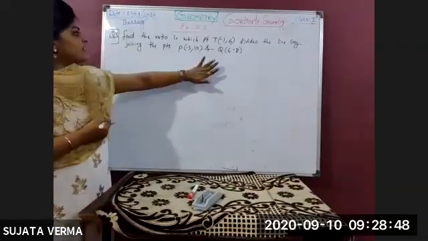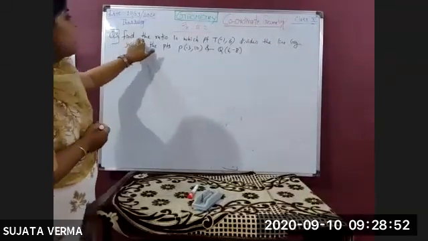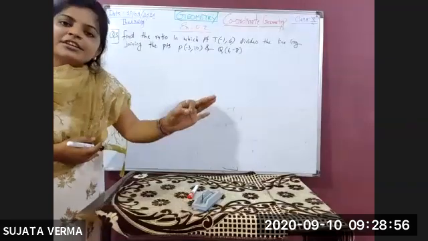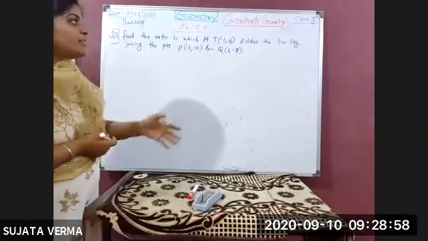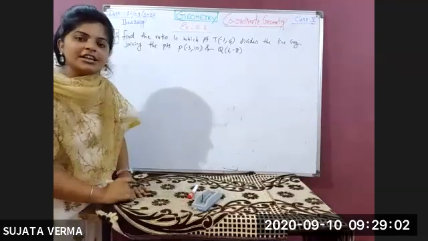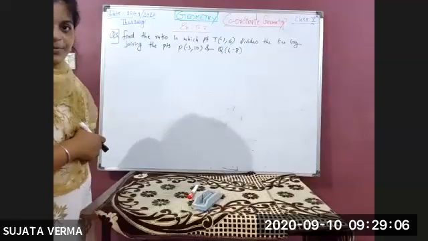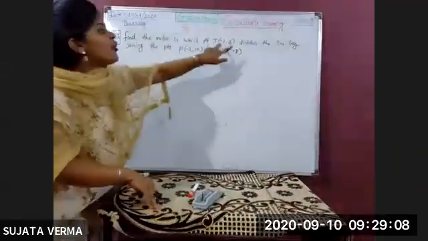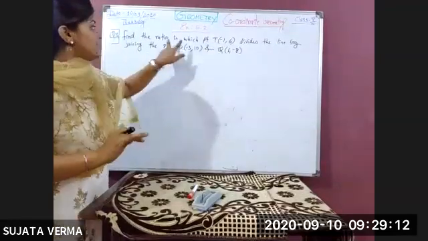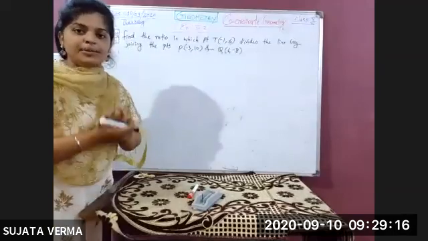This question is a little bit different from the previous one. Here we have to find the ratio. In the previous question, the ratio was given, and we found the coordinates of the point which divides the line segment. But in this question, the coordinates are given. We have to calculate the ratio in which this point divides the line segment PQ.